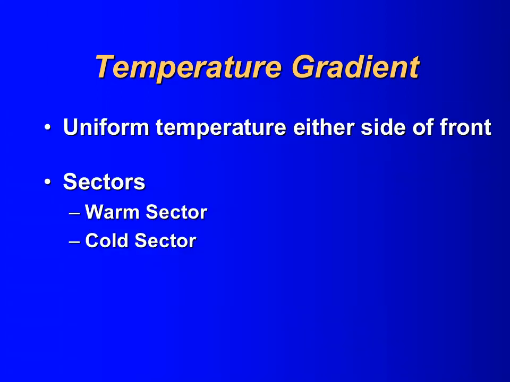On either side of the front, behind the zones, or ahead of the zone of temperature change, we see more uniform temperatures. So we call these sectors, and where the warm is located, we call that the warm sector, and where the cold air is located, we call that the cold sector.